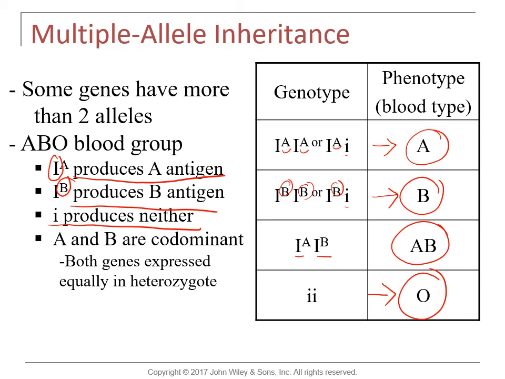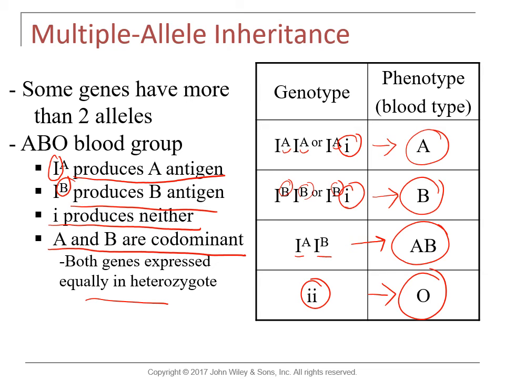And then whenever you have I^A and I^B, A and B are codominant, and both genes are going to be expressed equally. So the person is going to have both the A antigen and the B antigen in their blood. So the blood type is going to be AB. Notice that both I^A and I^B are inherited as dominant alleles, and little i is inherited as a recessive allele.